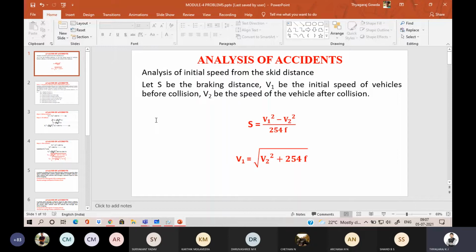In the exam they may give the final speed of the vehicle. After collision, the vehicle comes to rest. So you can take V2 square is equal to 0. When the vehicle comes to rest after collision, we can consider V2 is equal to 0.